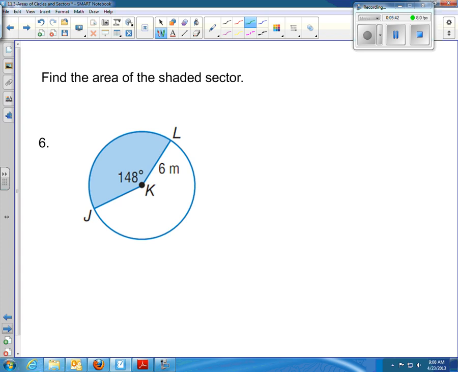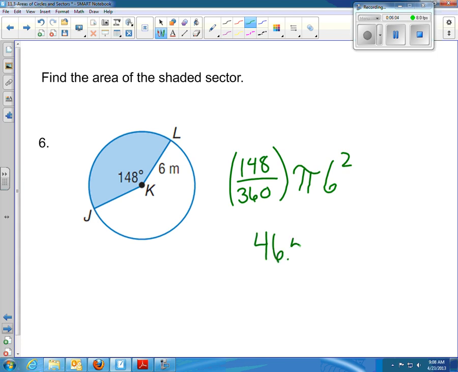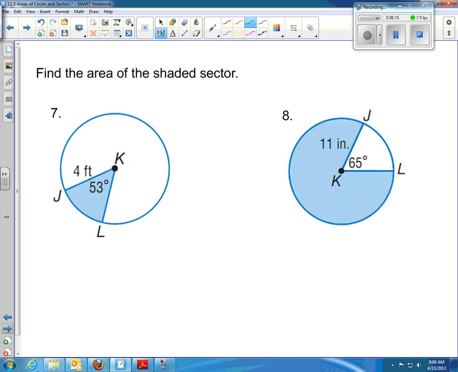So if we use that formula here, we're finding our shaded area. So our x is our shaded angle over 360 times pi, and our radius was 6 squared. Go ahead and do a little plug and chug on your calculator. Pause the video if you need to. And when we do that, we find that that area is 46.5 meters squared. We are talking about area, and so that's why we're going to use our meters, and it's squared.